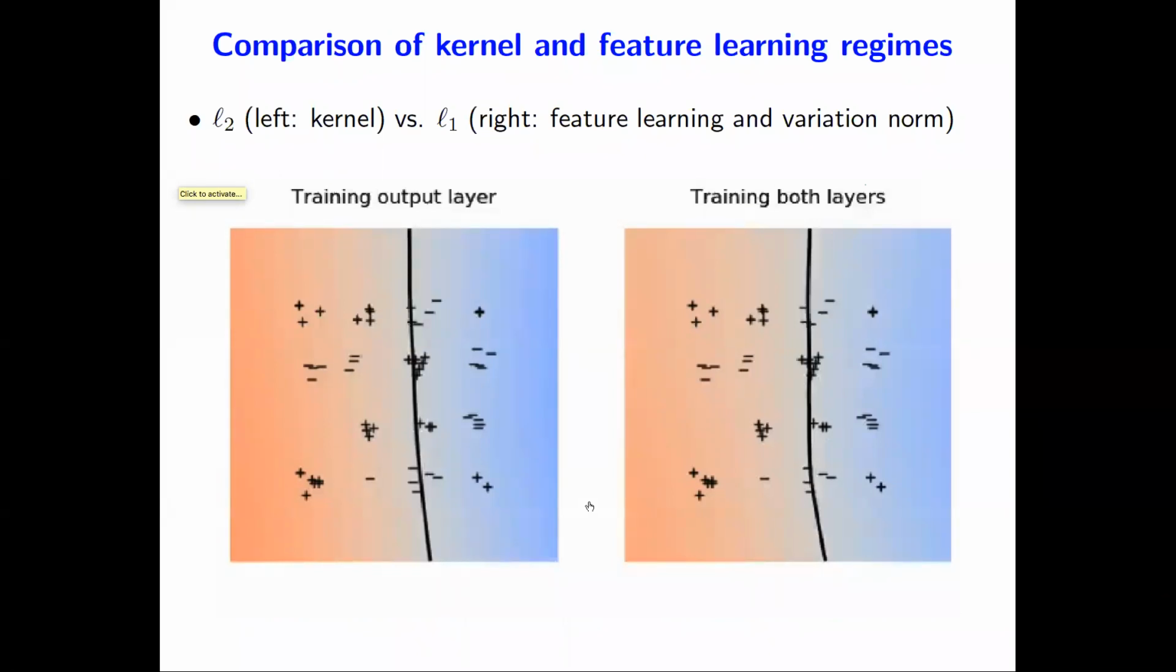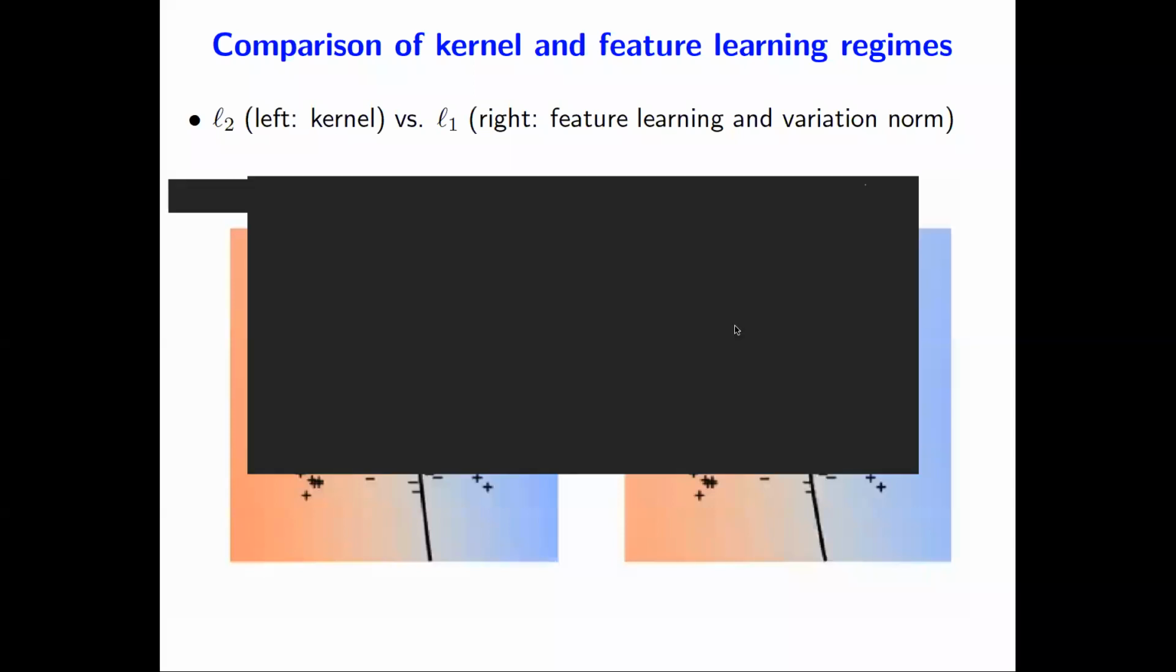Now to give some insight in the comparison between L2 versus L1. Here we have a similar setup. We are doing binary classification, pluses versus minuses. On the left, this is training only the output layer, so the input layers are random and fixed. On the right, they are initialized as random, but they are optimized over. So on the left, kernel. On the right, full learning.